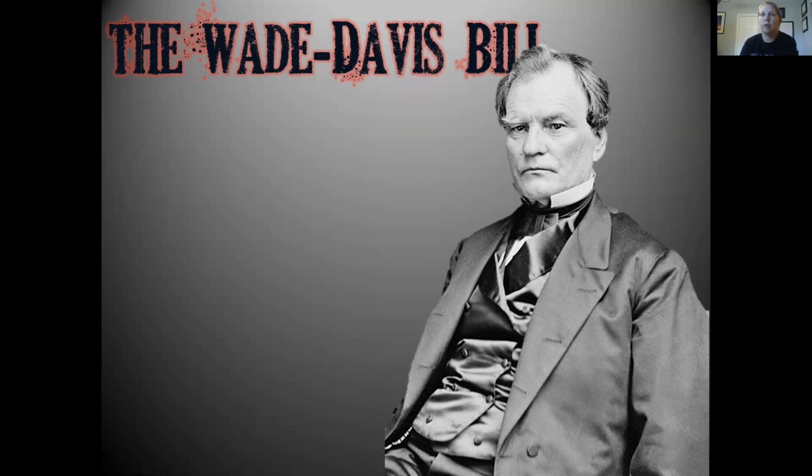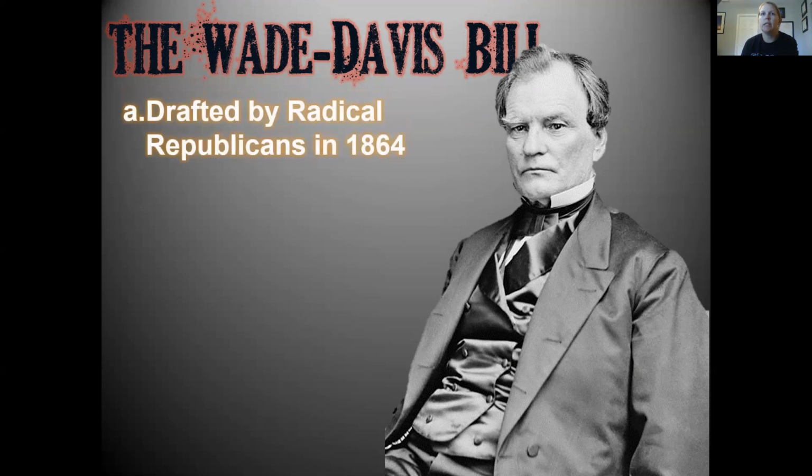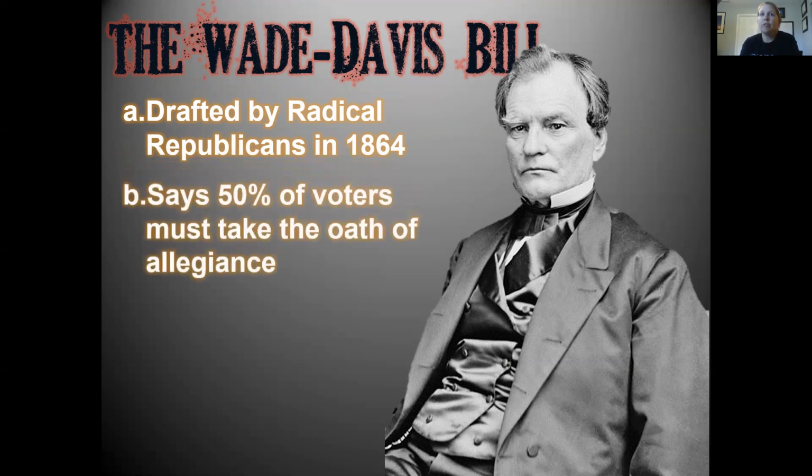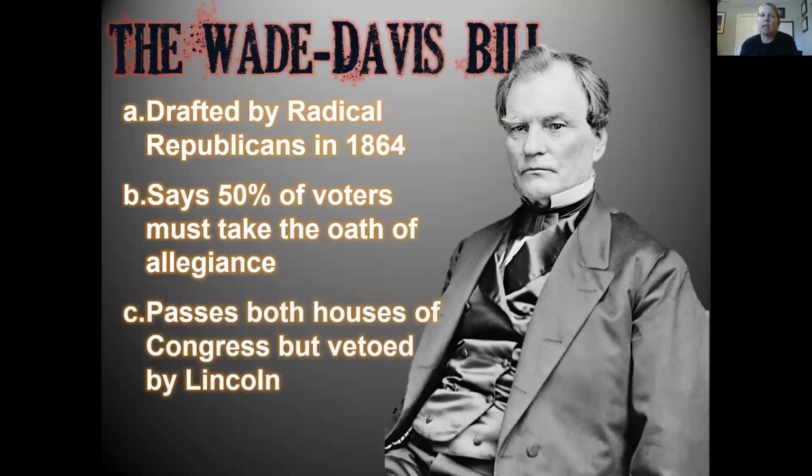So he comes out with a bill. Remember, a bill is what it's called before it becomes a law. He said that in 1864, so before the war ends, remember the war ends in 1865, he wants this law passed that 50% of the voters, remember Lincoln wanted 10%, while Senator Davis wanted 50% of the voters, must take the oath of allegiance. Basically, the oath of allegiance was, yes, we support the United States of America. So a lot higher percentages than Abraham Lincoln.